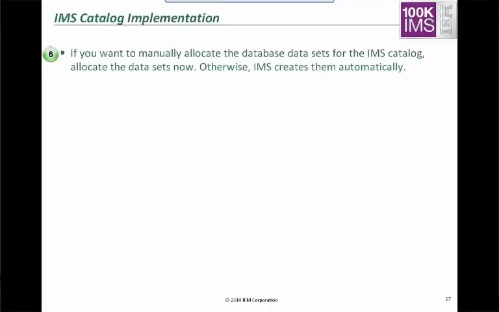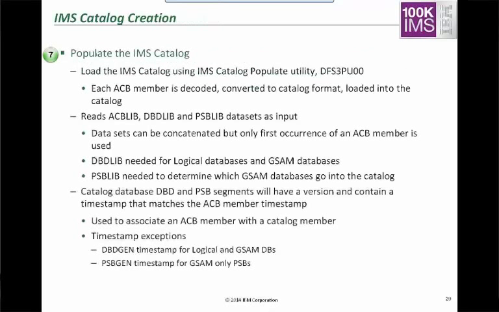So now you've specified the parameters in the DFS DFxxxx PROCLIB member. Now, if you want to, you can manually allocate the database data sets of the IMS catalog, or IMS will create those for you. Okay? Come on over to the next page.